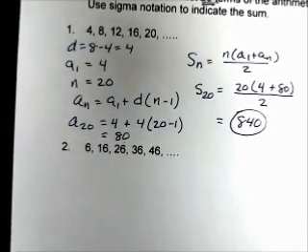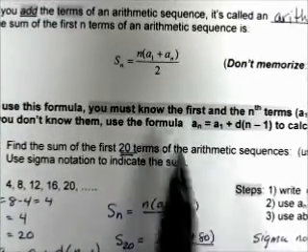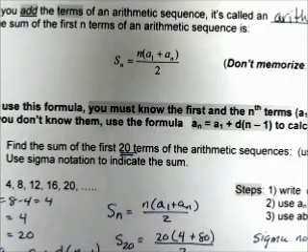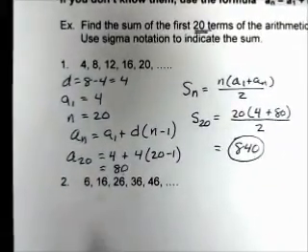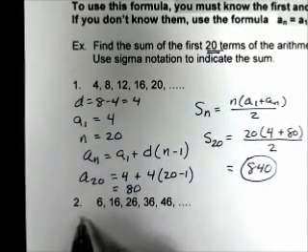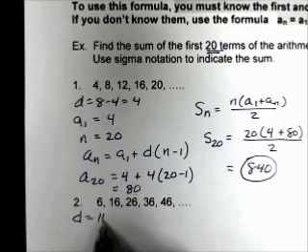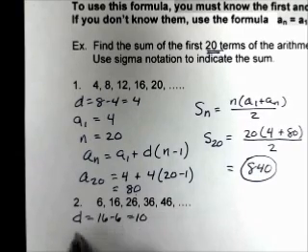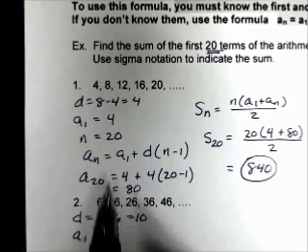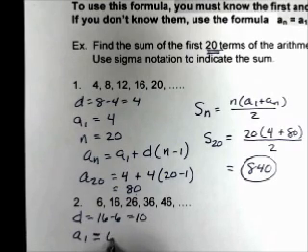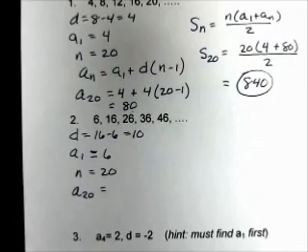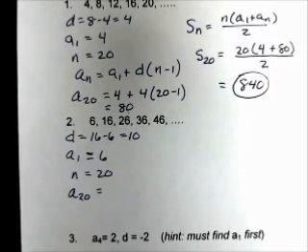We want to use the formula from above to find the sum, and then we want to express the summation in sigma notation. So we need to find D. 16 minus 6 is 10. D is 10. A1 is 6. And n is 20.